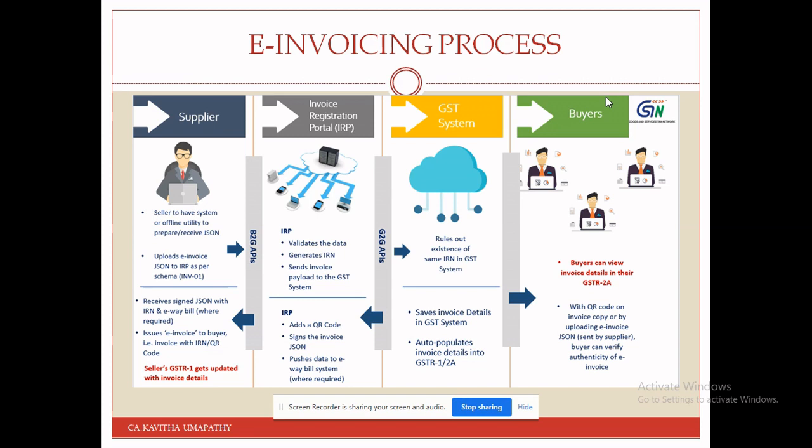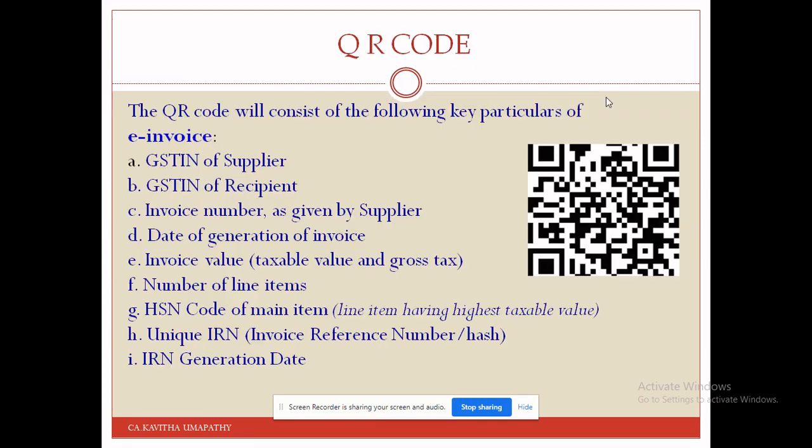Then he has to issue the invoice to the buyer with the IRN and QR code. This is what is important: he receives it back, and he has to issue the invoice with the IRN and QR code. So this is the process of e-invoicing.